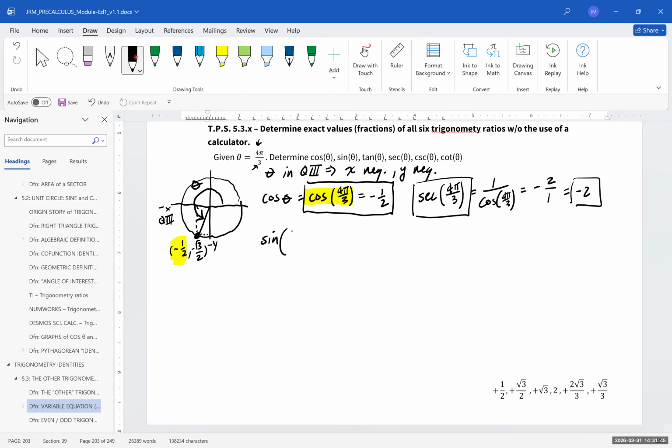Okay, let's look at sine of 4 pi over 3. Well, that's asking us what's the y value at that point. The y value is negative square root of 3 over 2. Yeah, I just noticed I made a typo there. So this is negative square root of 3 over 2.